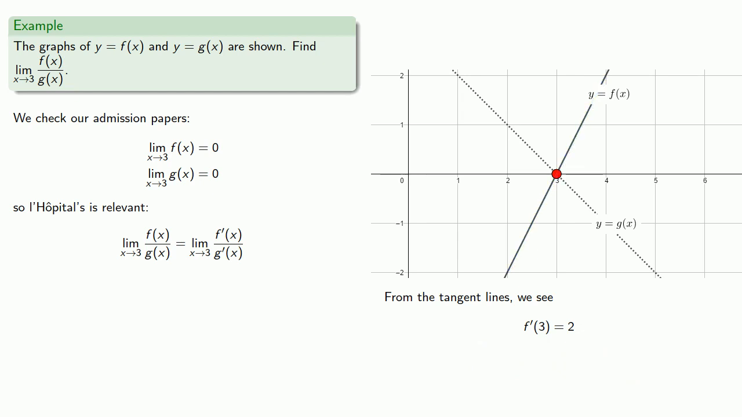Similarly, we see that the graph of y equals g of x has a tangent line at x equals 3, and the slope of that tangent line is -1, and so g prime of 3 is -1. And so our limit of the numerator is 2, our limit of the denominator is -1, and so the limit of the quotient is -2.